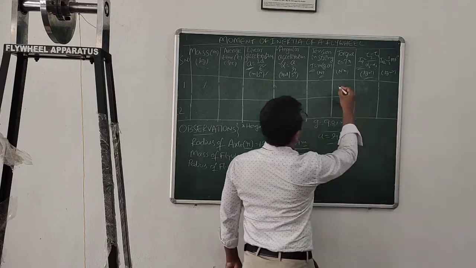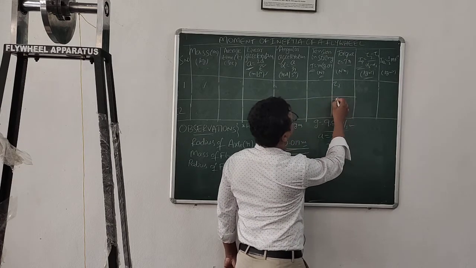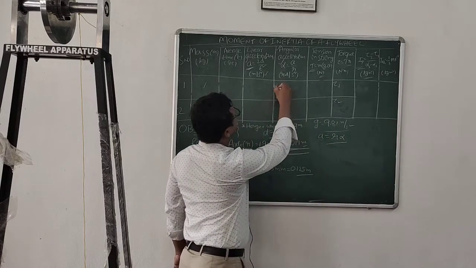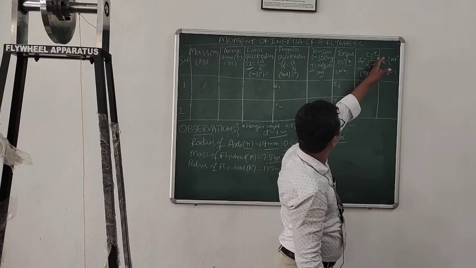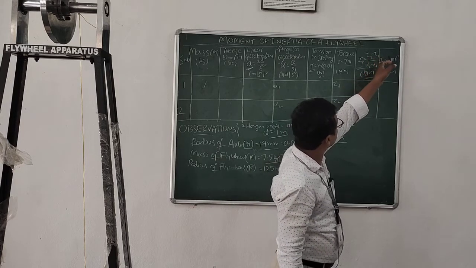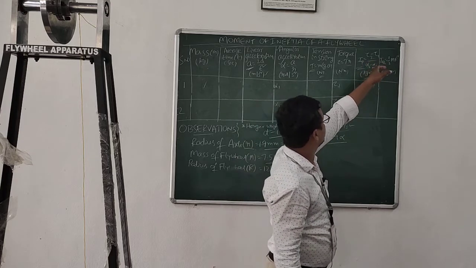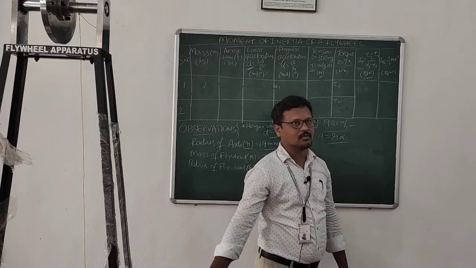So we get the tau 1 value from first readings, tau 2 value from second readings, then alpha 1 from first readings and alpha 2 from second readings. Substitute it in this formula, IP equal to (tau 2 minus tau 1) by (alpha 2 minus alpha 1). Calculate and solve it, we get the mass moment of inertia, that is the practical value.